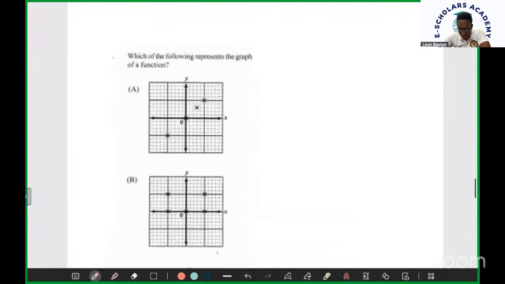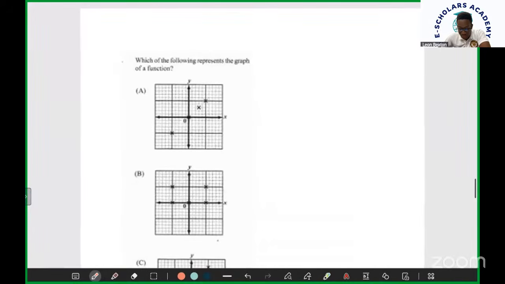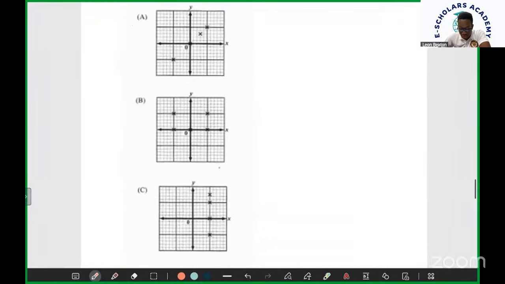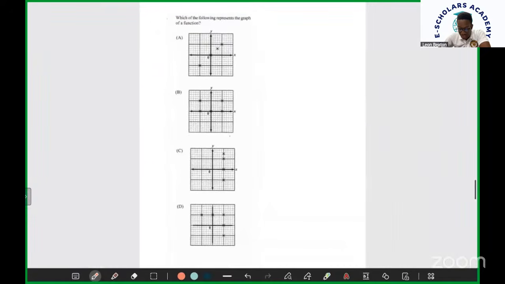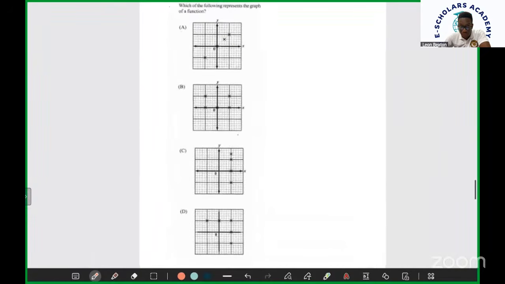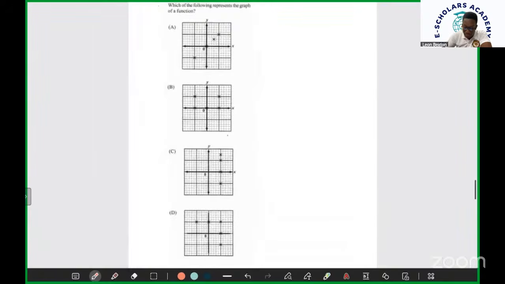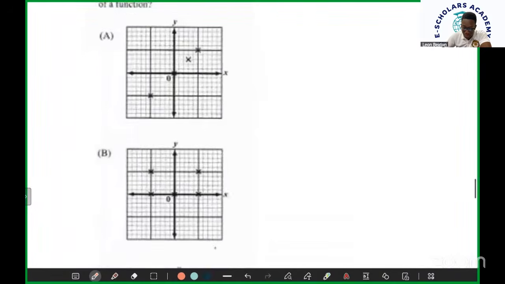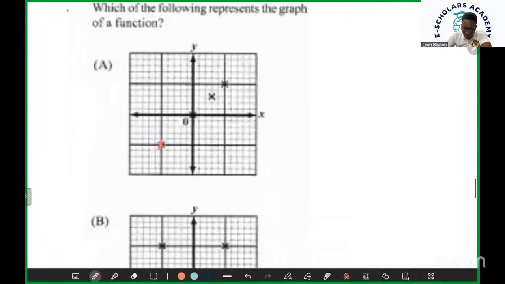So once again, another one. Which of the following represents the graph of a function? They didn't talk about linear or anything. They just want to know which one represents a function. So let me zoom up. We see one line here, one there, one there, one there. So indeed, this is a function. So we already know A is the answer.